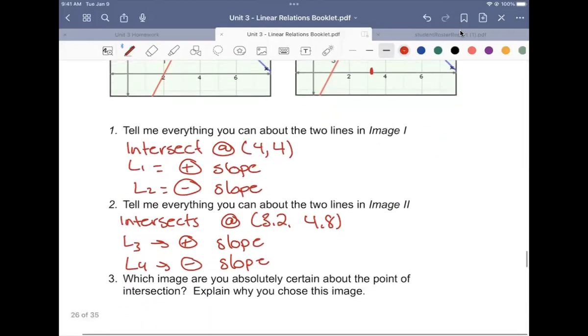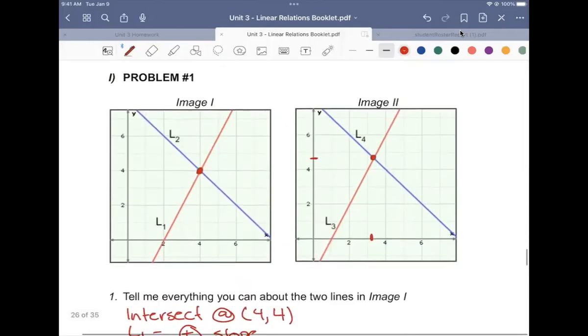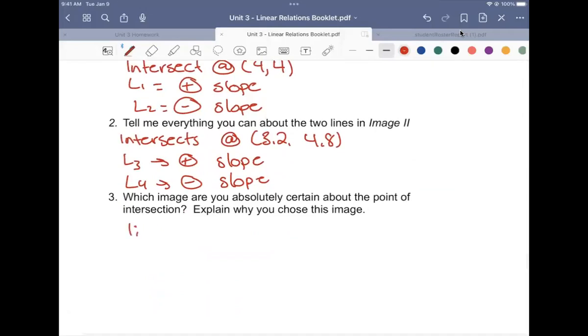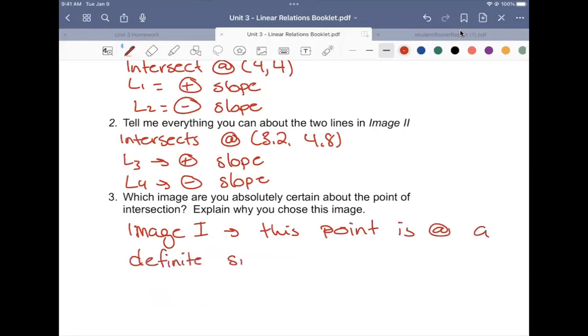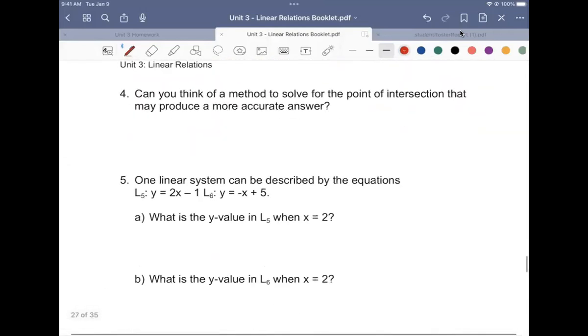Now, if we talk about which image we are absolutely certain about the point of intersection, it's going to be image 1, because that one is on the crosshair. This point is at a definite spot on the grid.